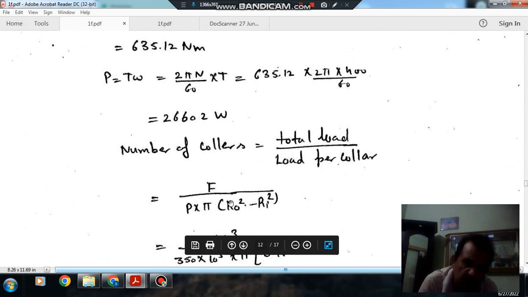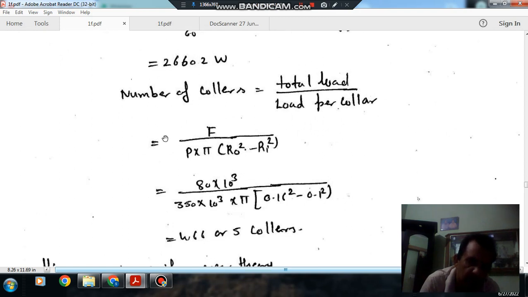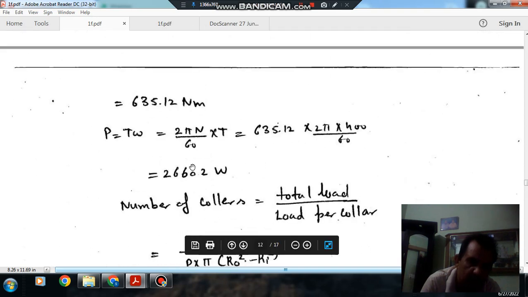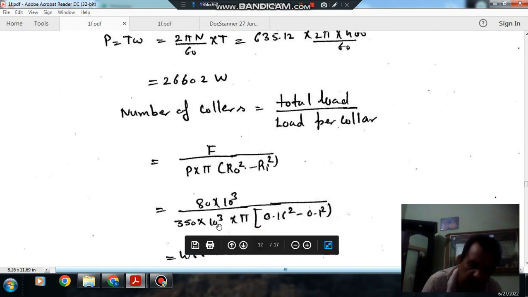So P by F by P into pi (r naught square minus r square). Okay, so the number of collars will be 80 into 10 power 3 divided by P, where pressure is 350 into 10 power 3. So that will be uniform.